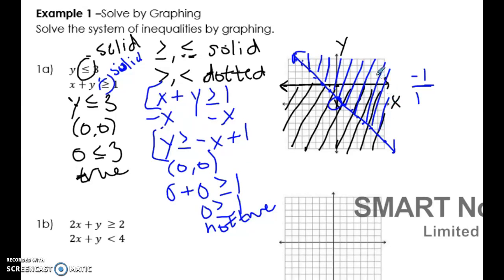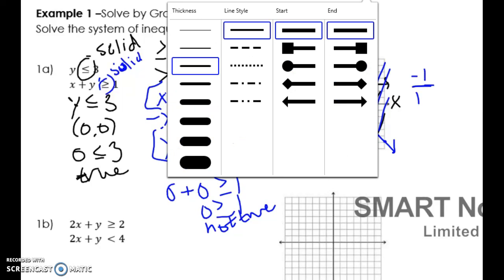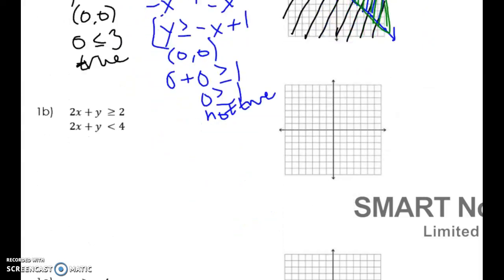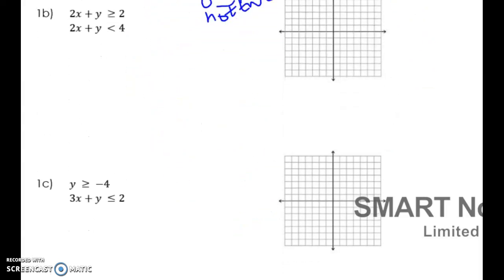All right, so then my answer is where these two actually overlap. So I'm going to draw this in a different color. This section where the blue and the black overlap, that is my solution. So my solution set is right here. This will be very helpful if you have multiple colors. It'll make it a lot easier on you. So we did our solution to example 1a. Let's go ahead and do another one.